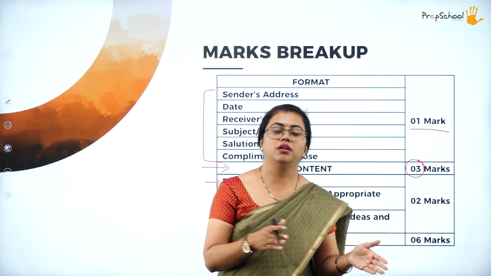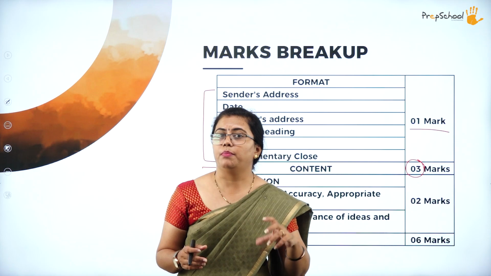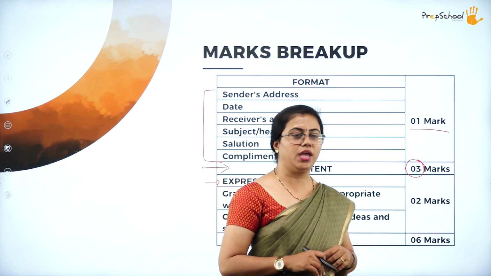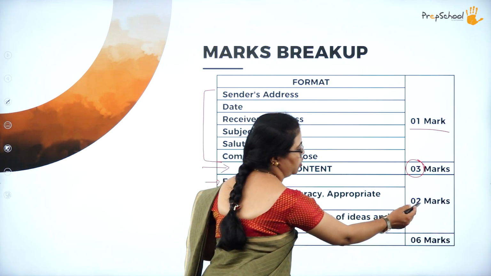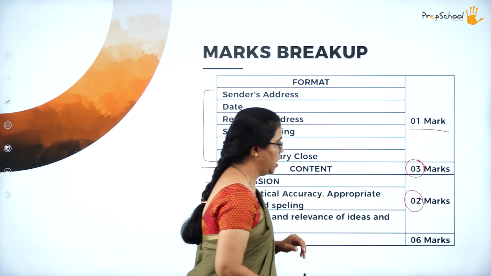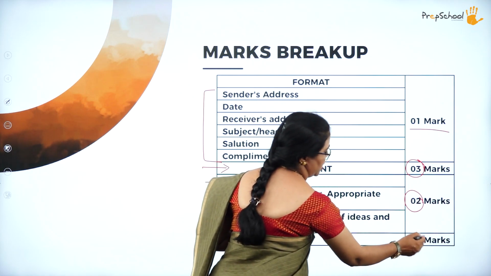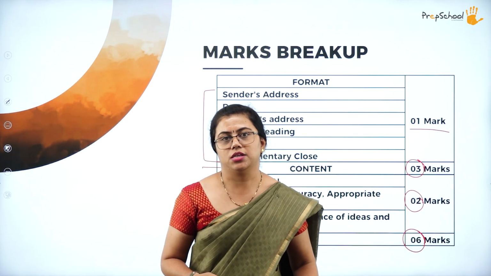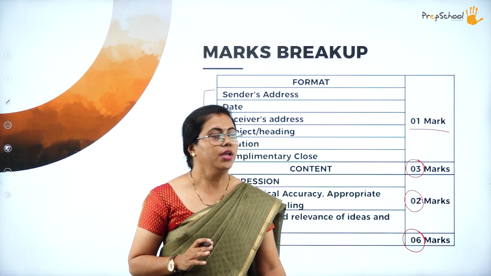When you switch over from one part to another, or one paragraph to another, there should be a proper flow of ideas. That carries 2 marks. You do it properly, you will get 2 marks. So altogether it comes up to 6 marks. So this letter writing actually carries 6 marks for you. So this is the format you need to remember.